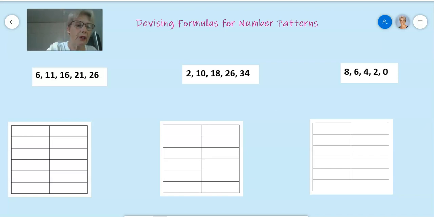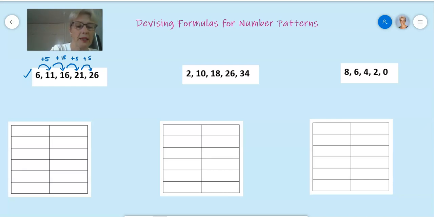If we look at the first sequence or the first pattern that we've got here, we can see that it's a linear pattern. And if we have a look, we can see that as I go from one term to the next, I'm adding the same amount every time, and I am adding 5. 6 plus 5 gives me 11. 11 plus 5 gives me 16. 16 plus 5 gives me 21, and 21 plus 5 gives me 26.